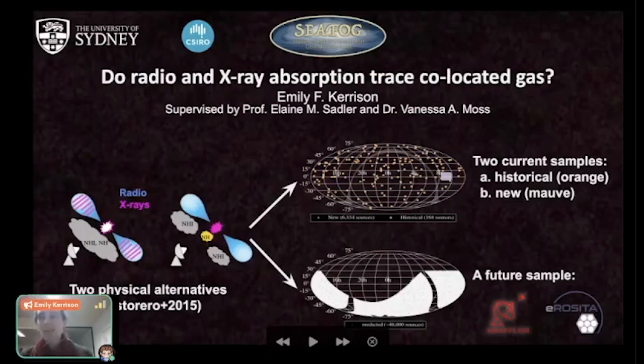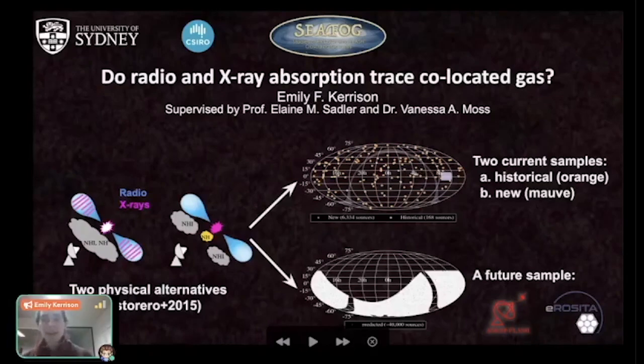So to try and distinguish between these two physical scenarios, I've looked at two different samples of data, and these are shown in the top right sky plot on my slide. The first one, I was looking at data from a sample of AGN, which all have historical observations that are drawn from the literature, and they're spread right across the sky.